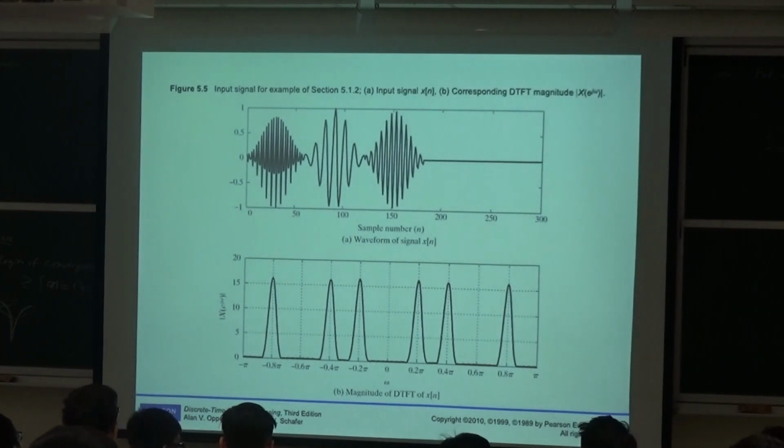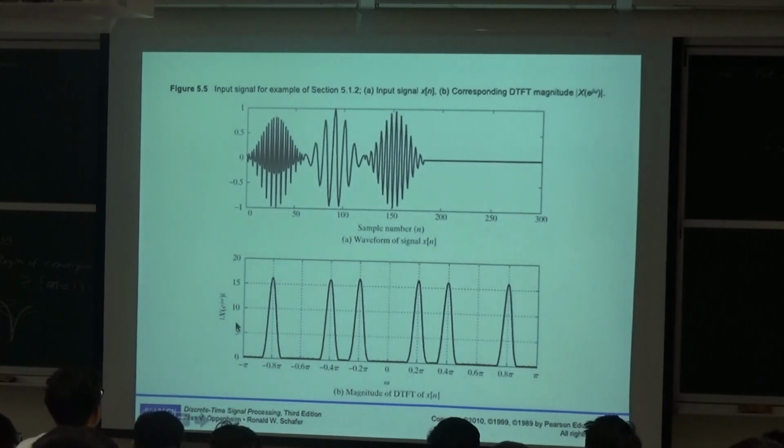Which one has the highest frequency? The first one has the highest frequency, this one has the lowest frequency, and this one is in the middle. So the signal consists of 3 packets, each with a different frequency. And this is very nice: you just take the DTFT of the signal.